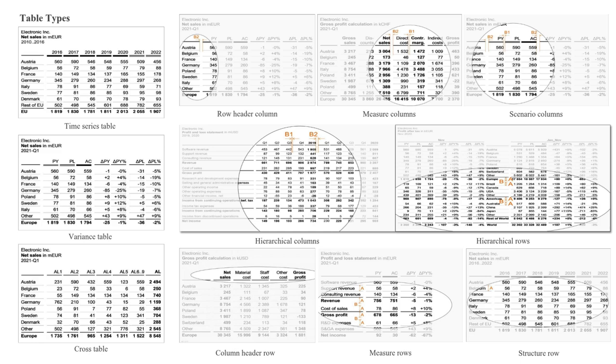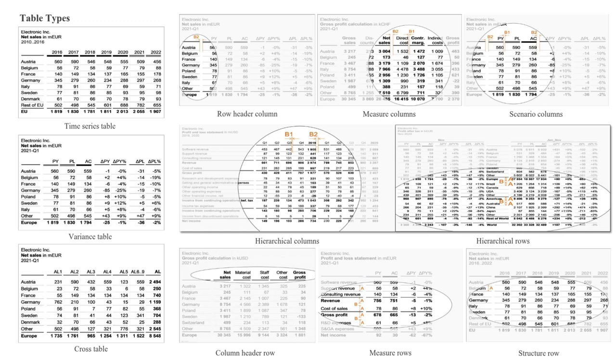The time series table in the top left is the foundational example. Entities in rows, time periods in columns. You read across a row to see one country's history. You read down a column to compare all countries in 1 year. This bidirectional readability is what makes the time series table so widely used in management reporting.